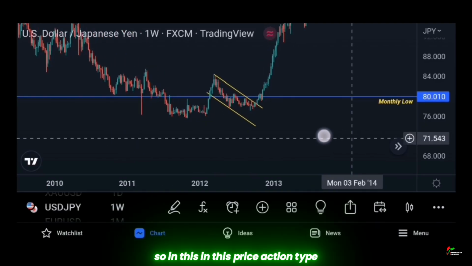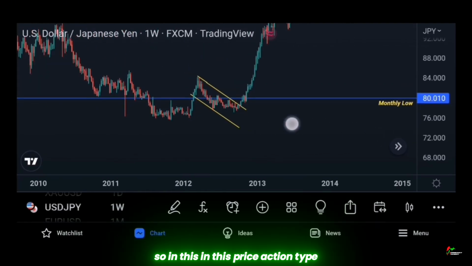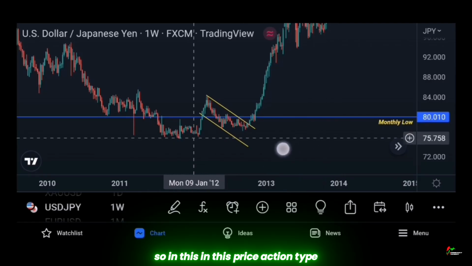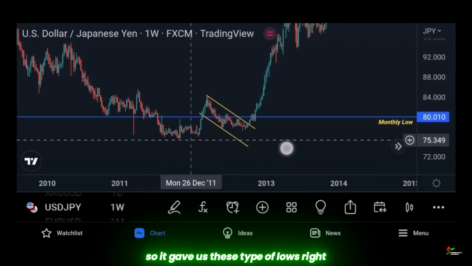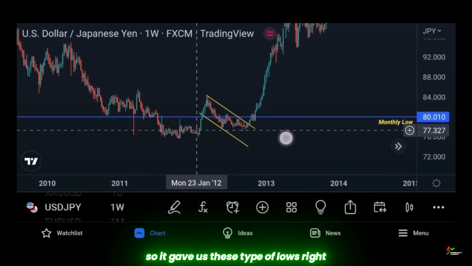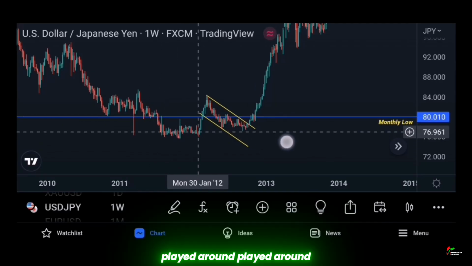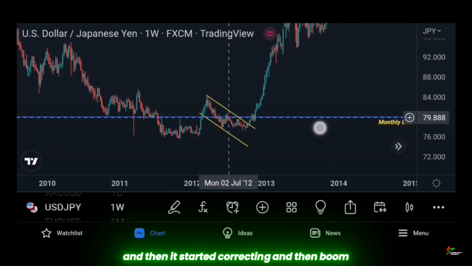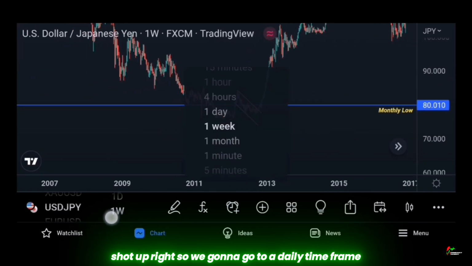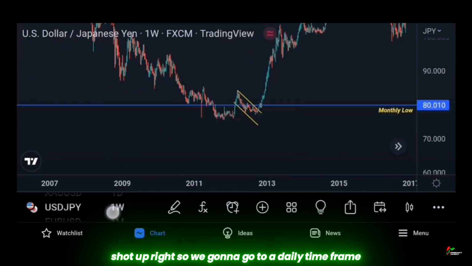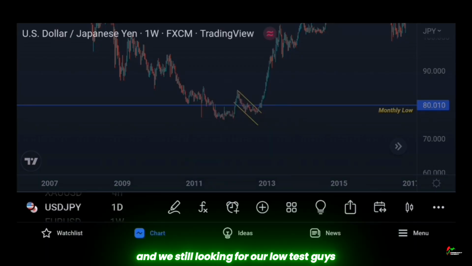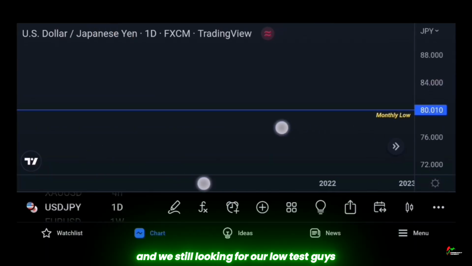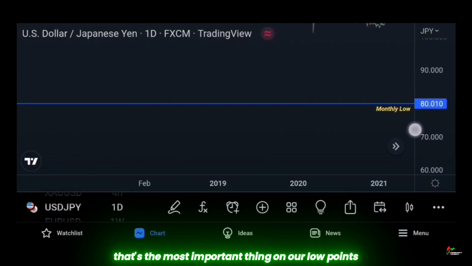In this price action, it gave us these types of lows, right? Played around, then it pushed up, and then it started correcting, and then boom, shot up. So we're going to go to a daily time frame, and we're still looking for our low test, guys. That's the most important thing.